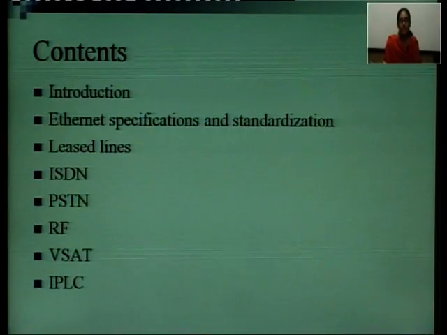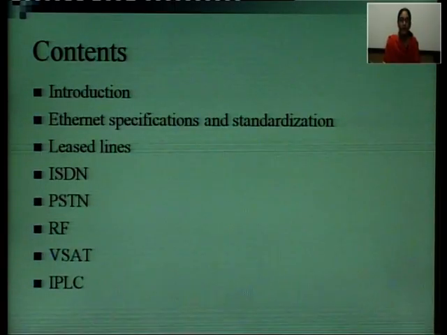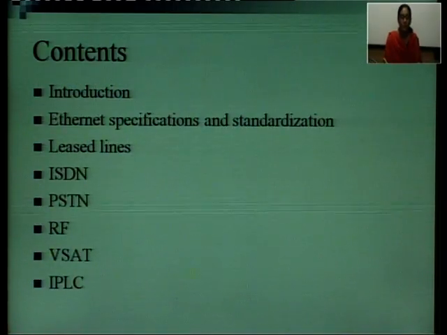Today I am going to explain the topic of network architecture in computer networks. So in today's lecture the contents are, first of all I'll explain what is the network architecture. How can we use this network architecture in computer networks?